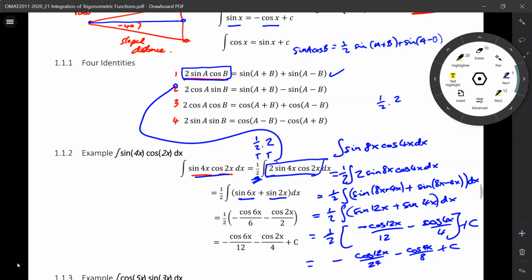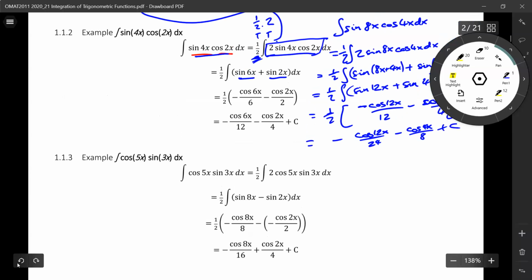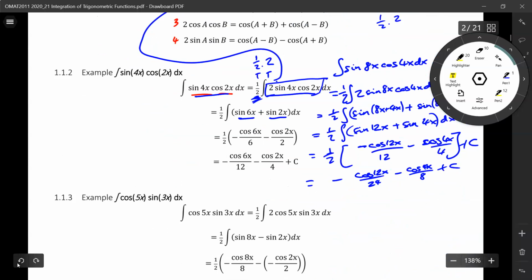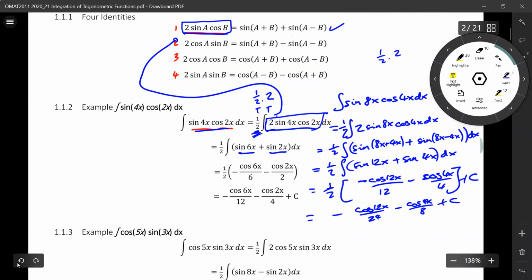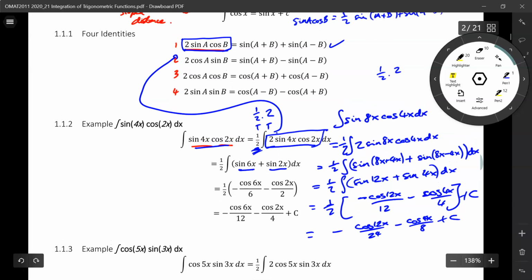Okay, so we'll go on to the next rule here. This example is the cosine of 5x times the sine of 3x. So once again, custom poll, which rule do we use? Which of the 4 identities, as they're called, do we use from the table up on top? You have the 4 identities here. So which of the 4 identities do you use here? You use the second one.